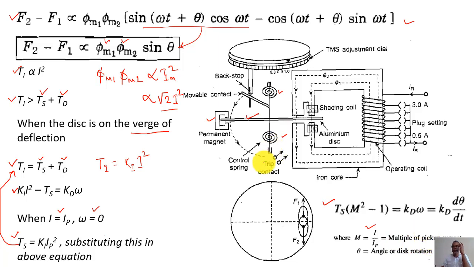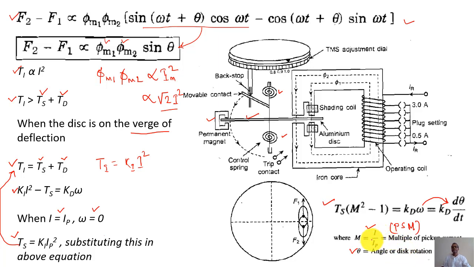That also we call plug multiplier setting or plug setting multiplier, PSM. Okay, sometimes we call it PSM. So your M will be equal to I by Ip, and theta is the angle of disk rotation. Here Kd into d theta by dt, omega is nothing but equal to d theta by dt. So that is the angle of disk rotation.